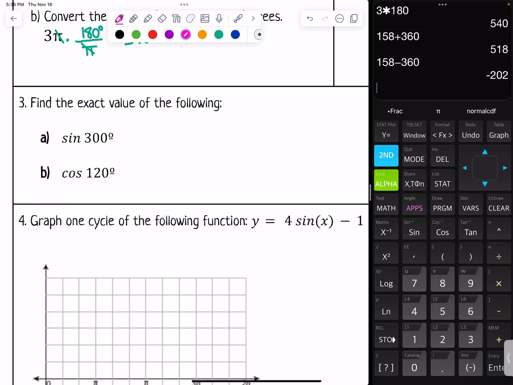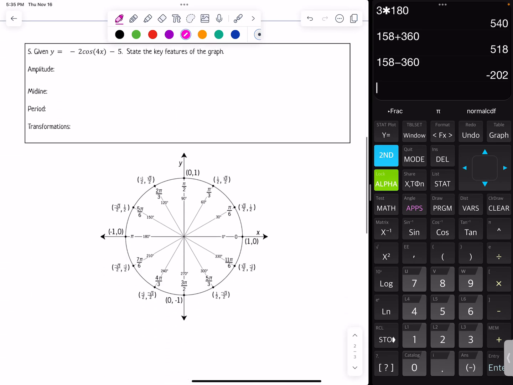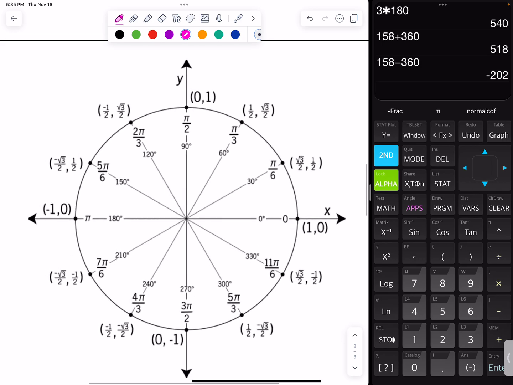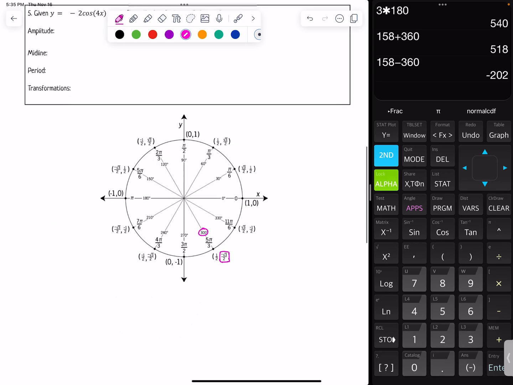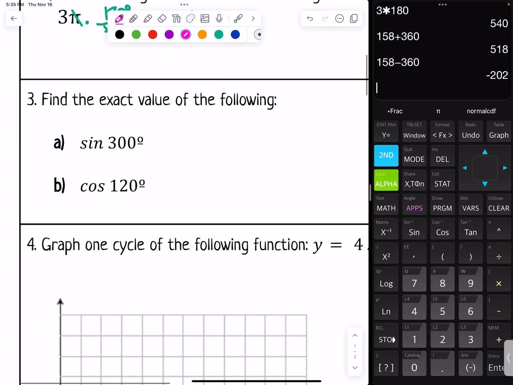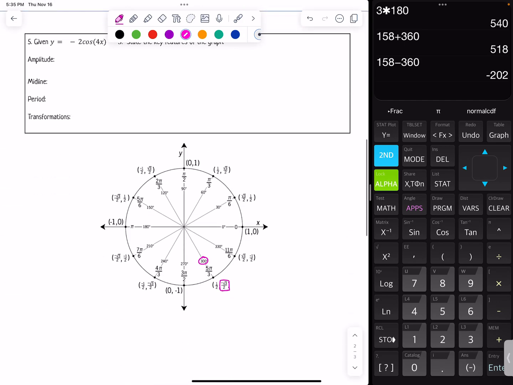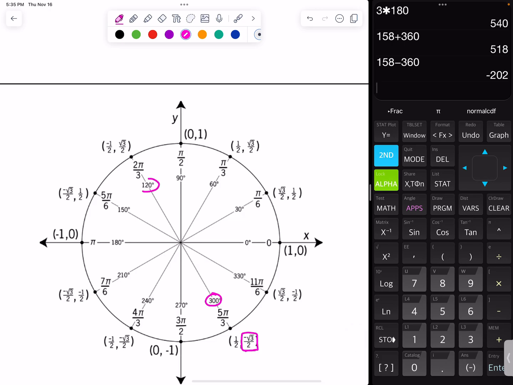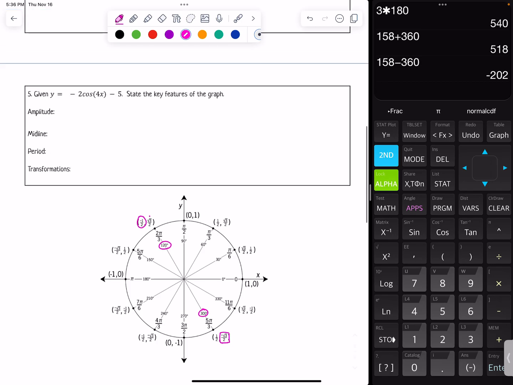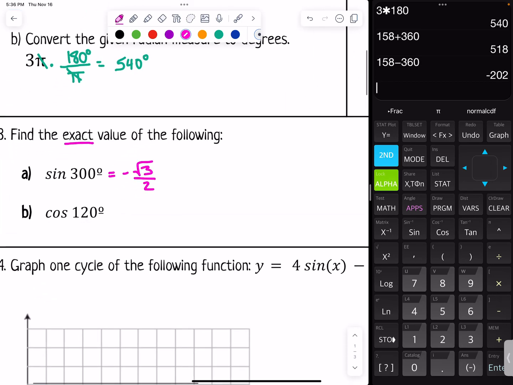All right, number 3 says find the exact value of the following. So sine of 300 degrees, so we need to think of our unit circle. I go to 300, and the sine is the y value of that point. So it's negative square root of 3 over 2. So I just need to write equals negative square root of 3 over 2. Don't get the decimal because we want the exact value. And then the cosine of 120, so I need to go to 120 degrees. And then the cosine is the x value. So negative 1/2 would be the cosine of 120.